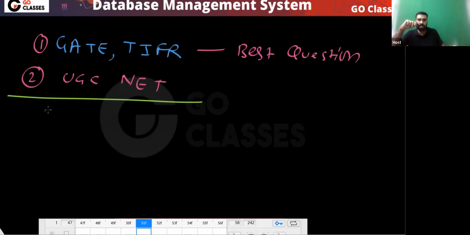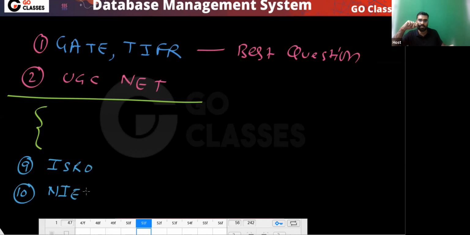After 3 or 4 numbers, I will skip 3 or 4 numbers, and on the 9, 10, I will put the ISRO exam. And I will put the NEET exam questions. These are very poor questions. So I will skip some numbers. Can you notice where I'm skipping these numbers?